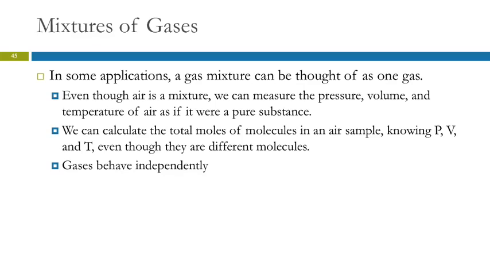So air is a mixture of these different gases, but we can measure the pressure, the volume, and the temperature of the air as if it were a pure substance. Because just like the people in Wyoming, doesn't matter how big they are in terms of how much space they take up in the state, in this gas, it doesn't matter that some of its nitrogen molecules and some of its oxygen molecules and some of its argon atoms, they behave the same no matter what they are. So we could calculate the total moles of molecules in air, even though there are different molecules, because each of the gases behaves like it's the only gas there.